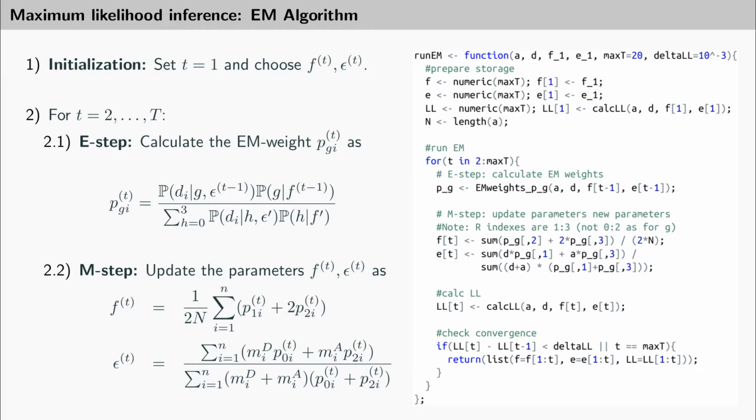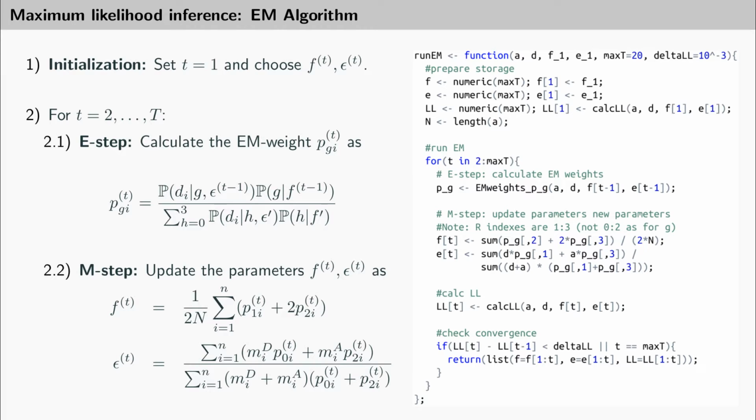Note here that both A and D, the number of observed alternative and derived alleles for each individual, are given as vectors, and PG as a matrix for each individual. Note also that our indexes always start at 1. So rather than having the indexes used from 0 to 2 for the genotypes, we have to use them from 1 to 3. Once f and epsilon are updated, we will then calculate the log likelihood with those new estimates.